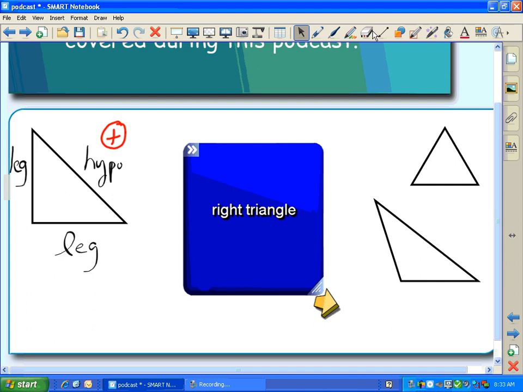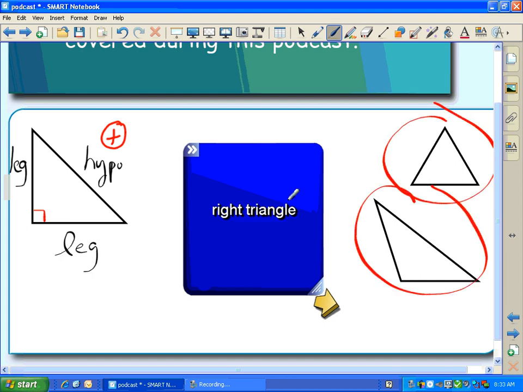Remember that the Pythagorean theorem only works if the triangle is a right triangle. So in this triangle, the Pythagorean theorem would not work because they are not right triangles. Pythagorean theorem only works for a right triangle.